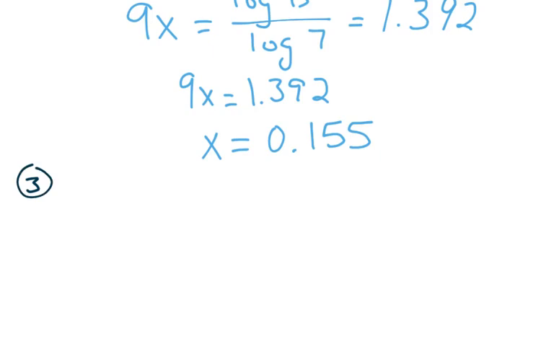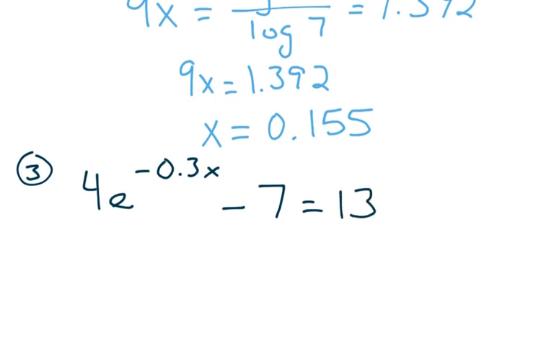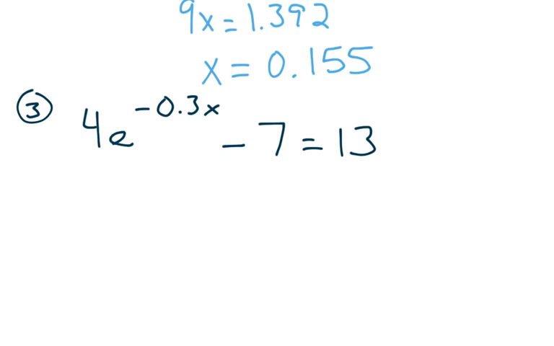So, number 3, we've got 4e to the negative 0.3x power minus 7 is equal to 13. There are a few more steps involved with this one. So, the first thing we need to do is get the base by itself, e to the negative 0.3x power. We're going to do that by first getting rid of the 7 by adding 7. So we'll have 4e to the negative 0.3x power, add 7 to both sides. That gives us 20.